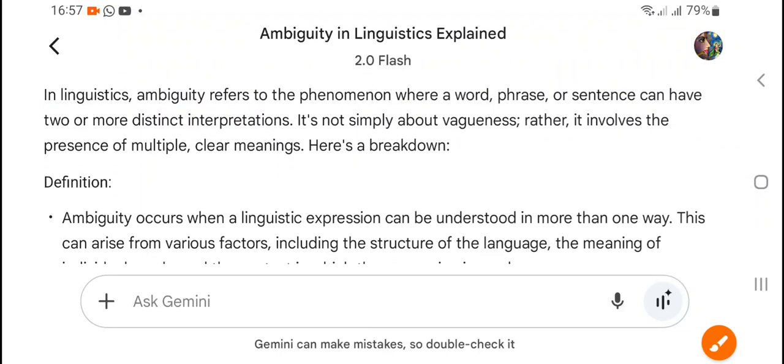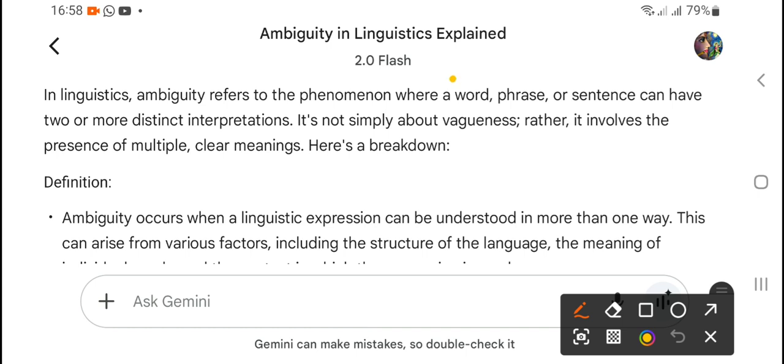Hello, students. Here is another topic we are discussing, which is ambiguity. And we know that ambiguity means more than two inferences in a sentence, which is called ambiguity. According to this definition, in linguistics, ambiguity refers to the phenomenon where a word, phrase, or sentence can have two or more distinct interpretations.